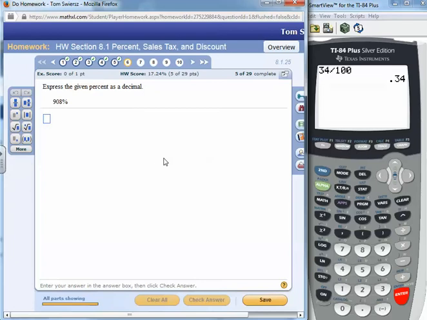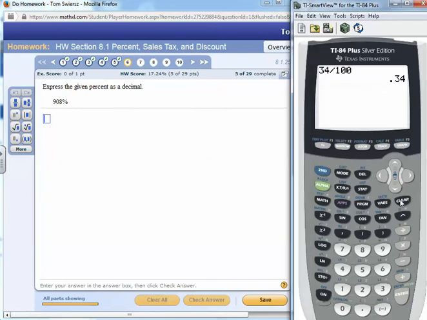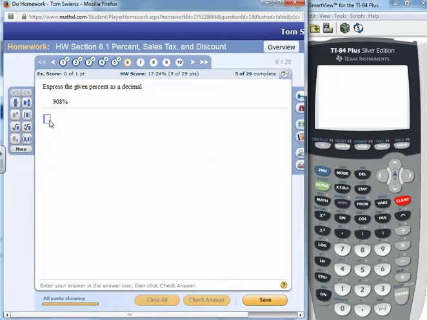Homework exercise 6, 908%. Move it over 2 places, 1, 2, and we would get 9.08, right? So the decimal would be 9.08.